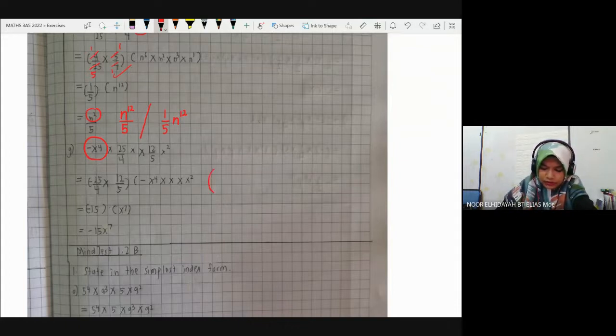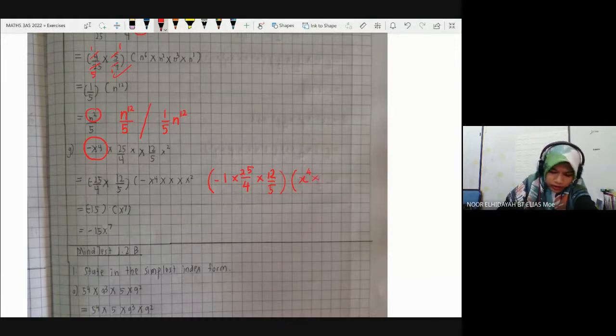So, okay, suppose in the bracket is -1 times 25 over 4 times, sekejap, okay, times apa lagi? 12 over 5. And then in another bracket, for the x to the power of 4 times this one x power of 1.